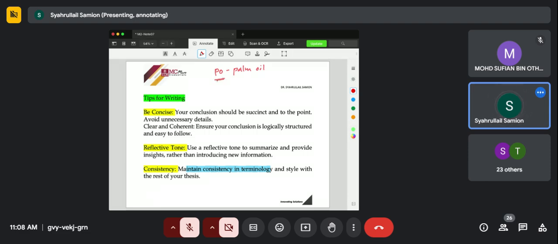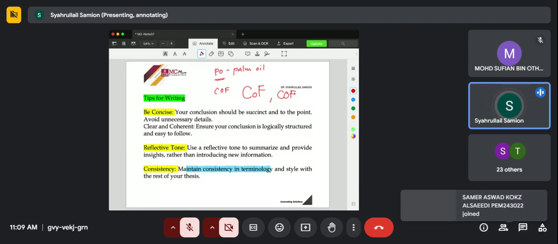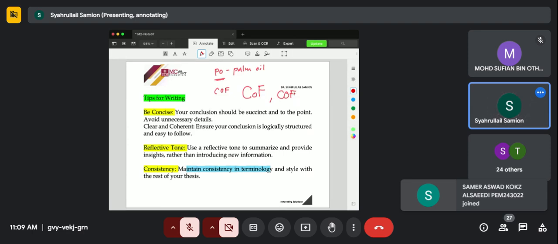For example, in my research work we use COF, which means coefficient of friction. In some journals, it is written as capital C, small O, and capital F. Certain journals write COF with all capital letters. Please choose one of them for your thesis. You need to have consistency in your thesis.